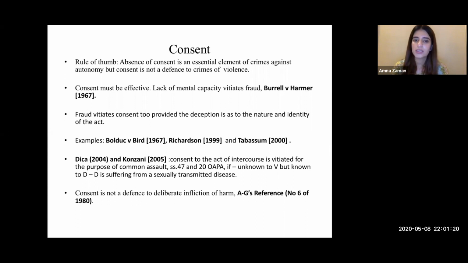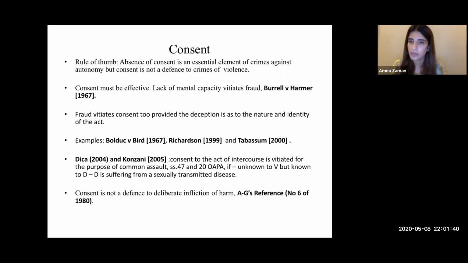So, for instance, in Richardson, the victim went to a dentist for a dental treatment and later found out that his license had been cancelled. So, the victim sued the dentist and said that my consent was obtained fraudulently because I did not know that the dentist had been struck off.